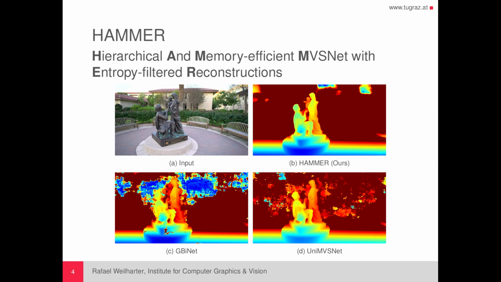Our proposed solution to the multi-view stereo problem is titled Hammer, which stands for Hierarchical and Memory-efficient MVSNet with Entropy-filtered Reconstructions. The illustration shows a comparison of network outputs for different state-of-the-art methods on the family scene of the Tanks and Temples dataset. We can see that our network is able to produce very smooth depth maps, while other networks struggle with noise, especially in the background.